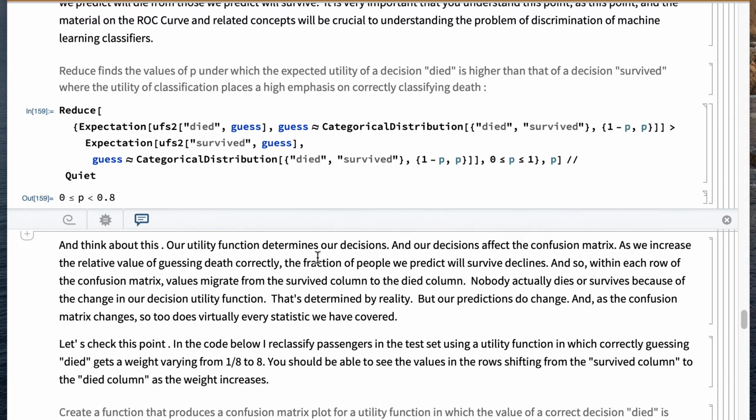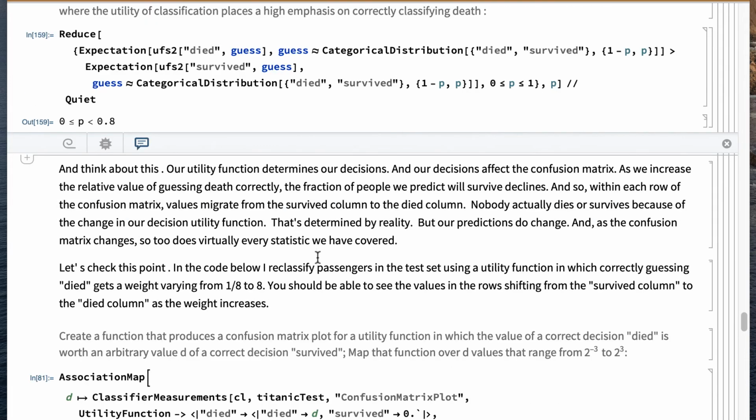And what this means in terms of the confusion matrix, which I'm going to put back up here, is that as we increase the relative value of guessing death correctly, people can't migrate from death to survive. That is, our classifier cannot affect the real world. It can just affect our classification. And we're going to see people start to move from the right-hand survival column to the left-hand death column.